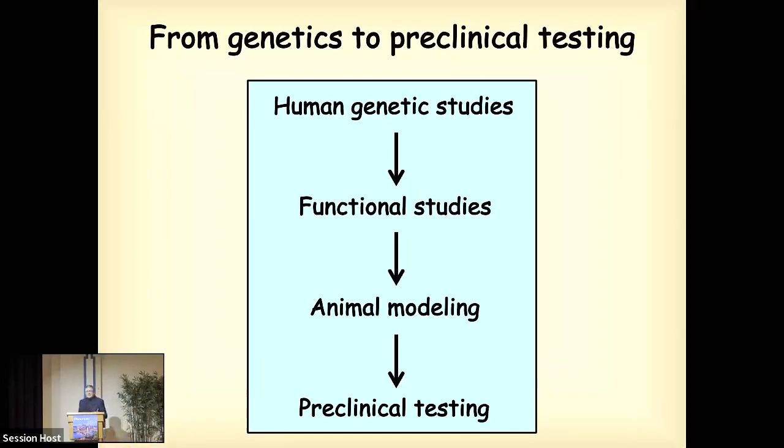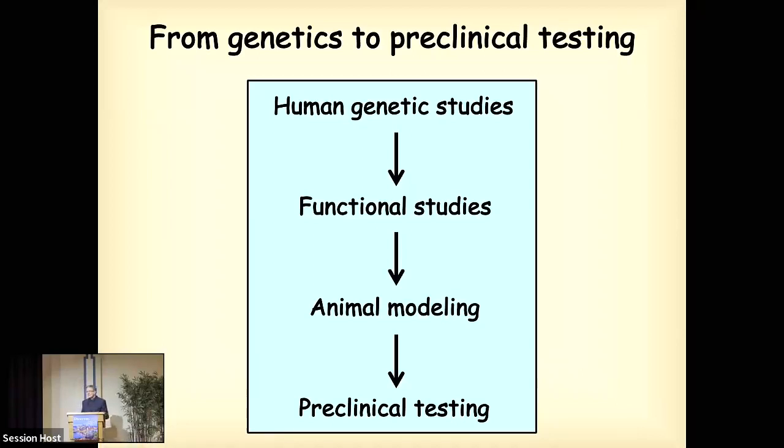And this is the scheme in most genetic diseases. Scientists follow: you base your research on findings in humans. You do lab tests in test tube functional studies of different genetic variants, mutations, and then you proceed to animal modeling. And once you have good working animal models, use these models to do preclinical testing.